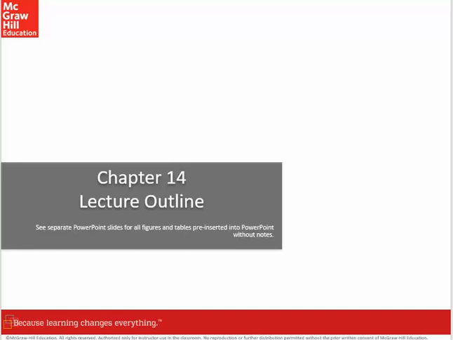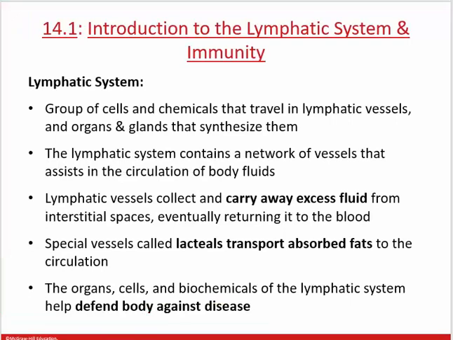So this is a video looking at chapter 14 on lymphatics and immunity. The lymphatic system really is almost like another circulation system. It is a network of vessels that bring fluid that has left the bloodstream and entered the interstitial area back to the bloodstream.